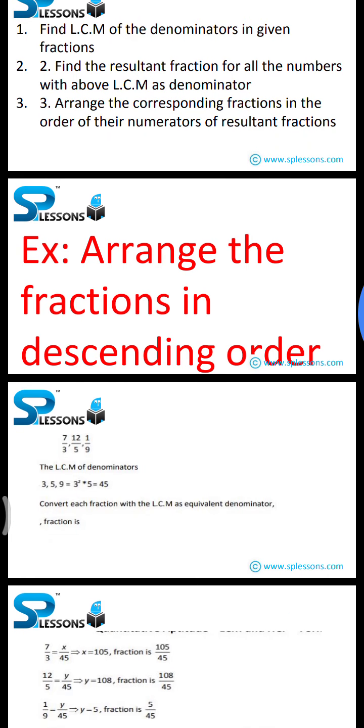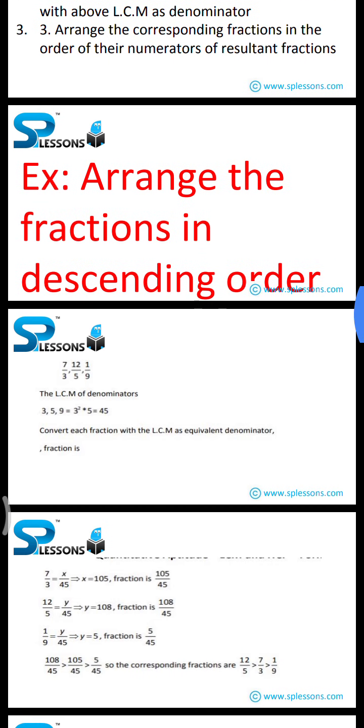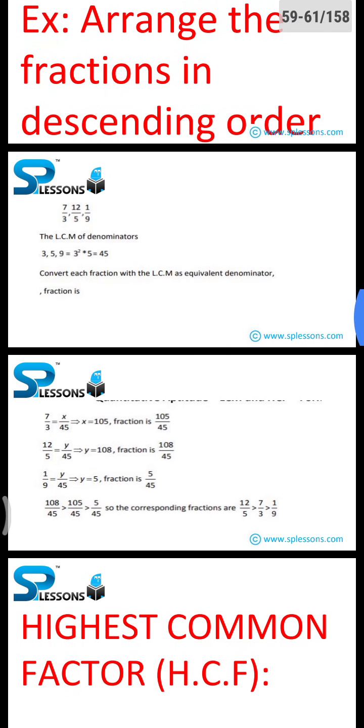We have 7 by 3, 12 by 5, 1 by 9. The LCM of denominators 3, 5, 9 equals 3 square × 5, which gives 45. Convert each fraction with the LCM as the denominator. 7 by 3 equals x by 45. It gives x equals 105. Fraction is 105 by 45.